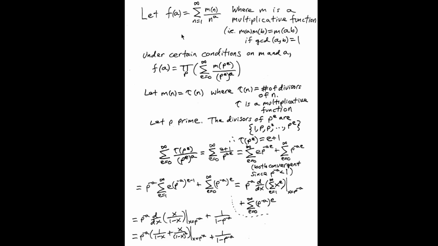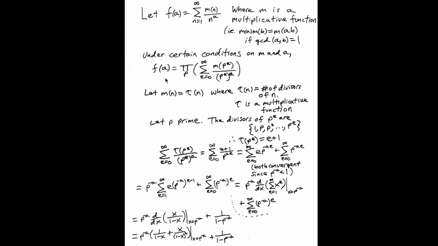And under certain conditions on m and a as far as convergence, f of a will be equal to the Euler product, in other words, the product over all primes of the sum as e goes from 0 to infinity of m of p to the e divided by p to the e to the a. So today, let's look at an easy example of this.